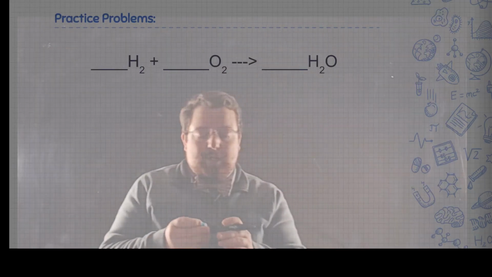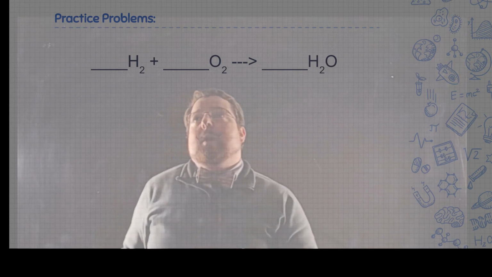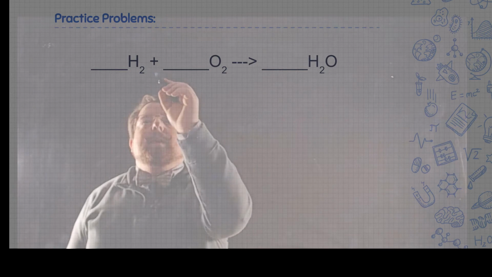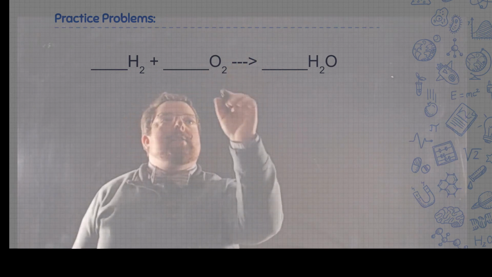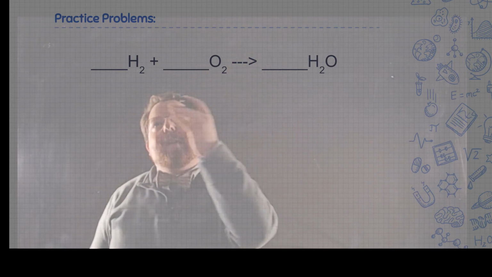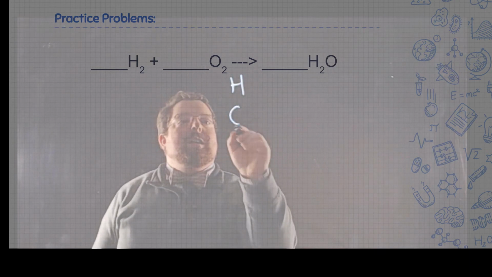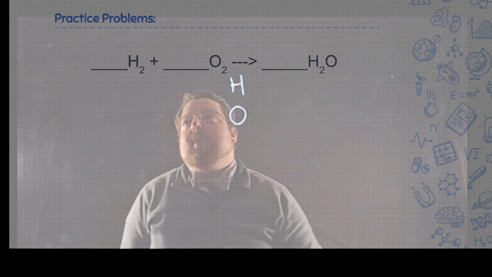All right, so let's do a practice problem. This one is H2 plus O2 gives us H2O. And you'll see here, right underneath the arrow is where we want to write down the different elements we have. You see we have H, and we have O, and we have the same thing on the right side.